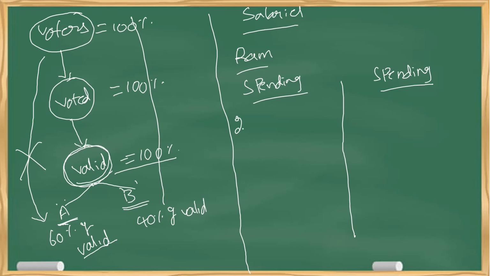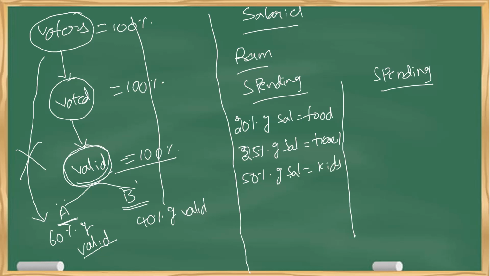First, 20% of salary on food, 25% of salary on travel, and 50% of salary on kids. Okay, now his savings at the month end is equal to 6,000 rupees. Now salary is equal to how much?